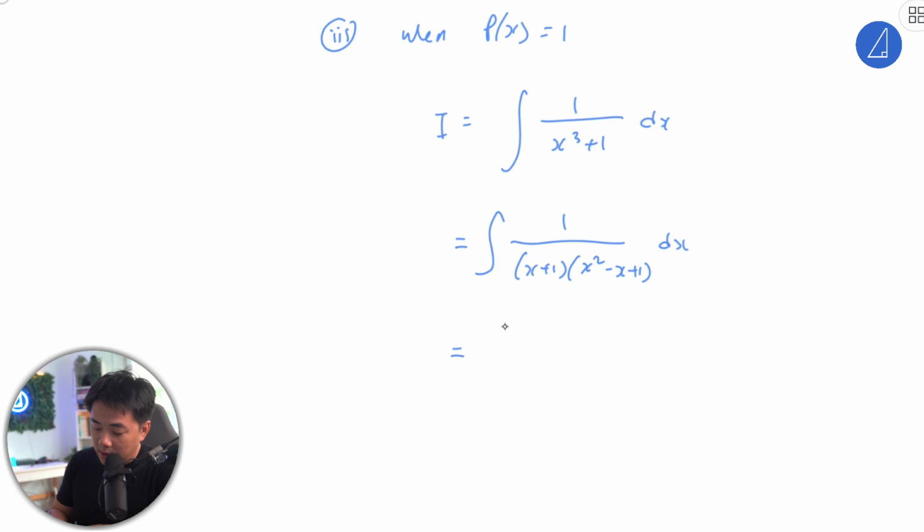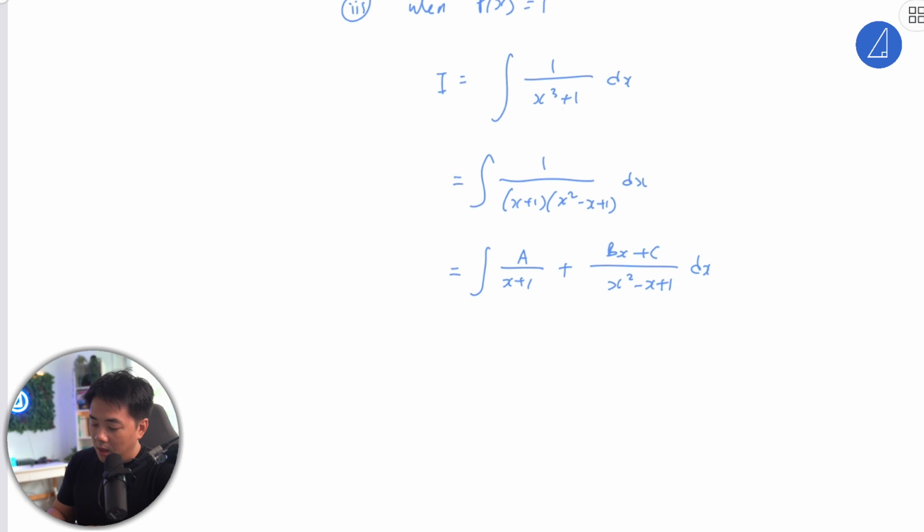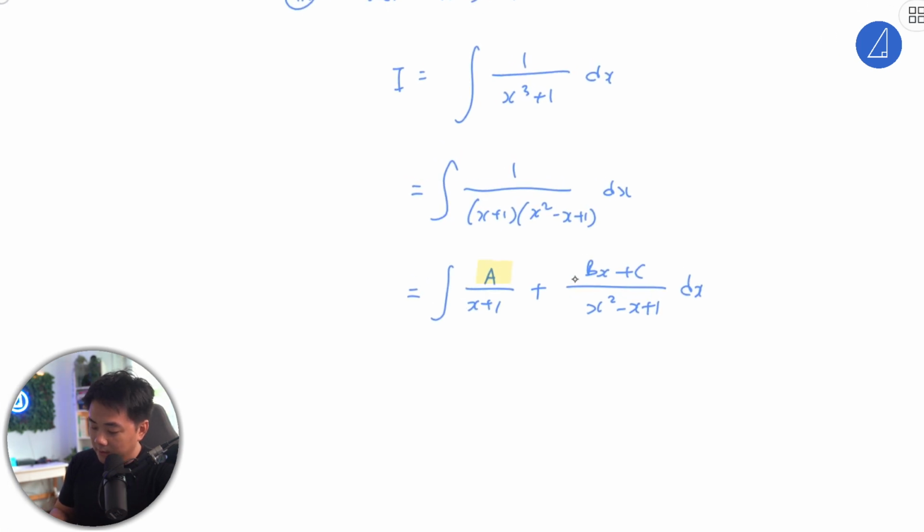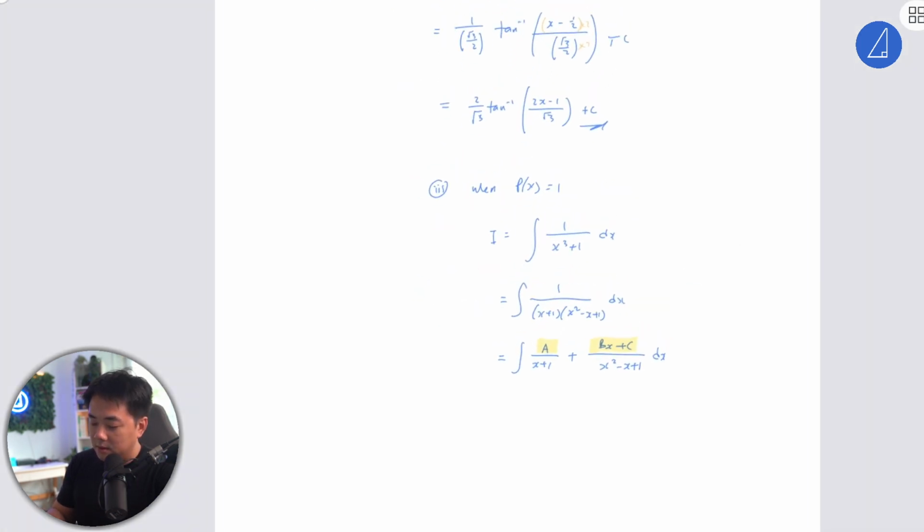So what we do from here is split this up into partial fractions. So a over (x plus 1), the numerator is always one degree less than the denominator. So this is (bx plus c) over (x squared minus x plus 1) dx. Okay, so that's what you do. Then we just find out what a, b, and c are. So this one, we're just gonna side quest a bit.